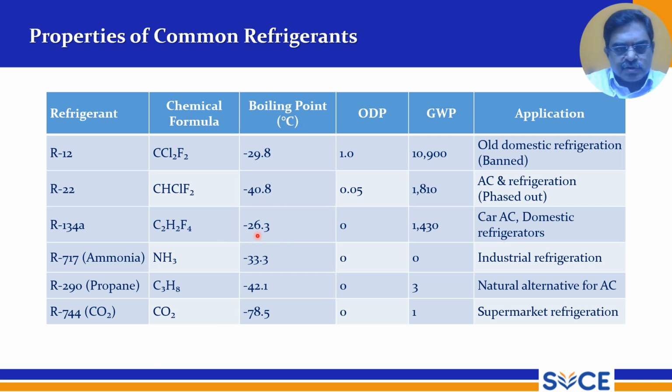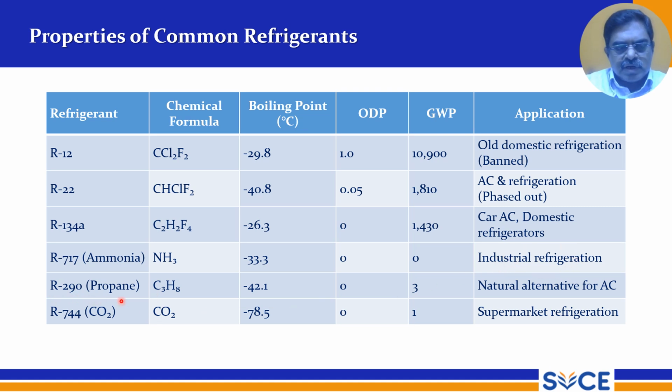Boiling point is minus 26.3 degrees Celsius, and ODP is 0. So that is the very good advantage. But GWP is a little higher, 1430, and it is used in car AC and domestic refrigerators. And R717 ammonia, it is NH3. This is minus 33.3 degrees Celsius, and ODP is 0 and GWP is 0. It is widely used in industrial refrigeration.